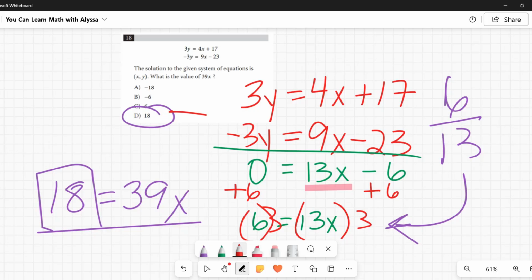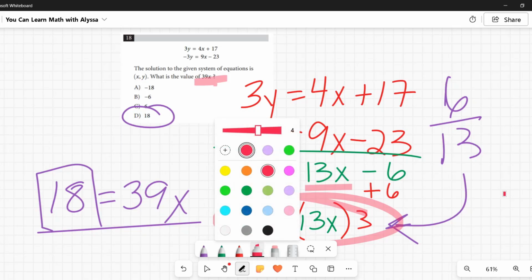D, 18, is your answer. And they're trying to push you to do elimination because you reach this little halfway point where it can very quickly become 39x and you don't have those decimals involved. That's how they're trying to catch you on this, trying to force you to do elimination. But it's ultimately your decision. And so you get D as your answer.